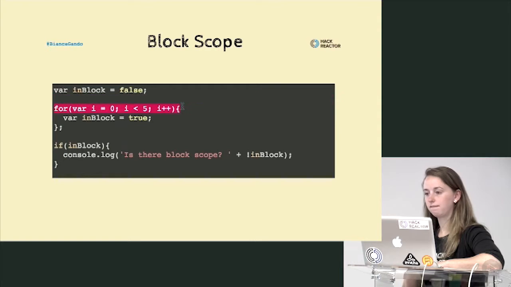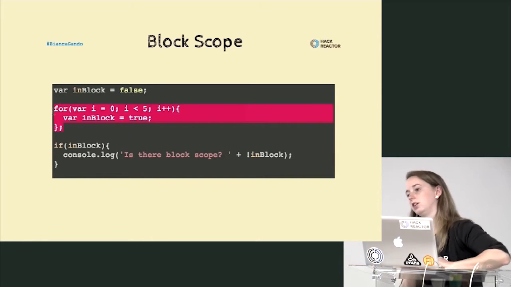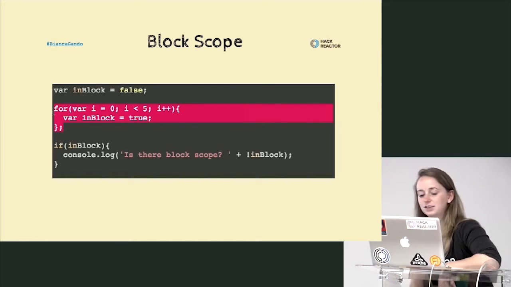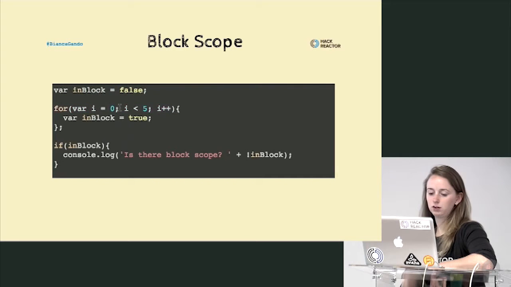So this is the line here. Do you know what this line does? No? No worries. It's going to loop, right? This is a for loop, and what this for loop says is, start at 0, keep adding 1 to i while i is less than 5. So it's going to run whatever is in this body that many times. It's going to set in block to true 5 times, just to make sure that's true.